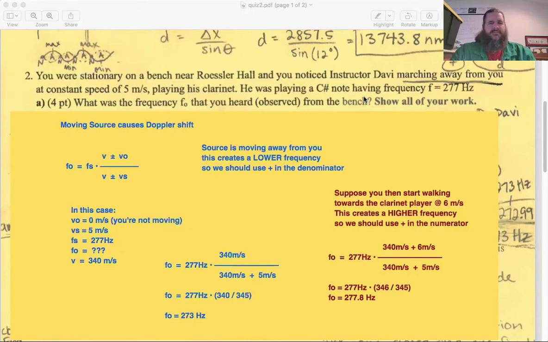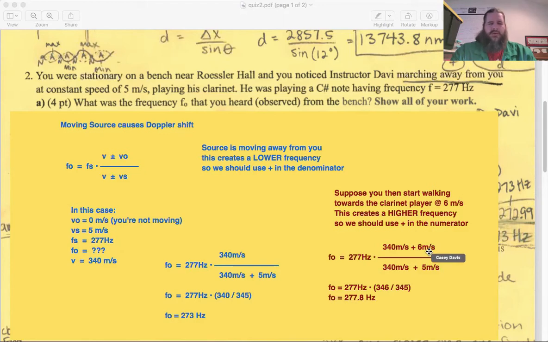I think that makes sense. So then you would subtract if they were moving towards you because you're getting a higher. Yeah, if the source is moving towards you, then you do subtraction in the numerator. Or if you're moving away from the source, you'd use subtraction in the numerator.